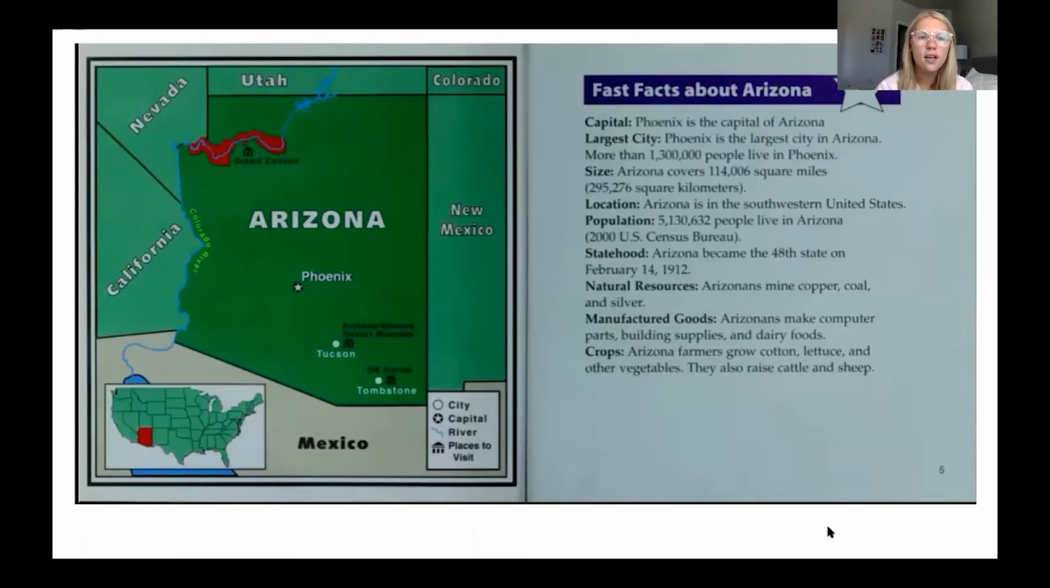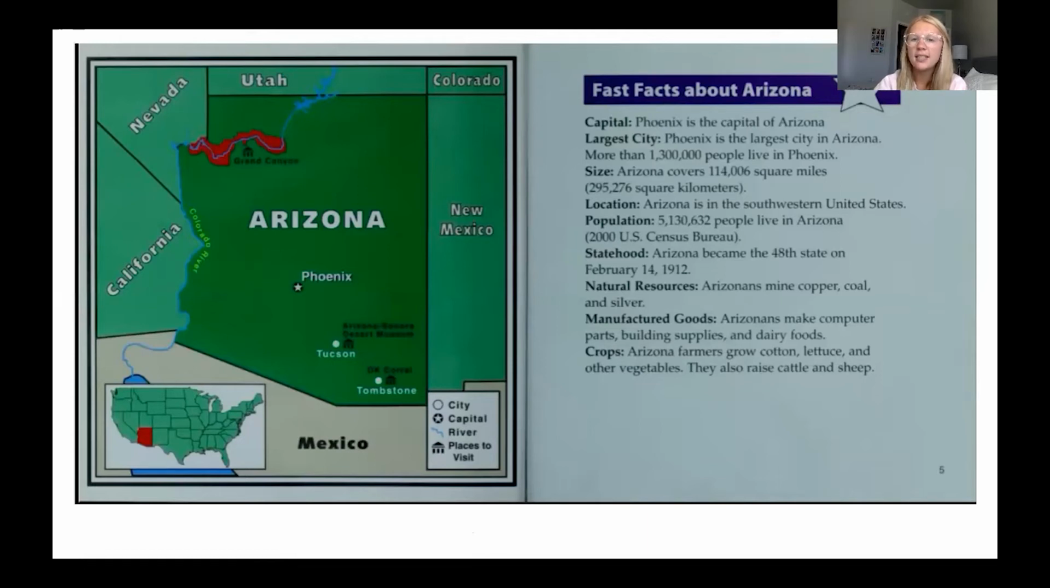So on the left, we have a map of Arizona, which highlights the state's capital, cities in Arizona, the Colorado River, and places to visit. And you can see all of the bordering states. So our capital is Phoenix. The largest city is Phoenix. It has more than 1,300,000 people.